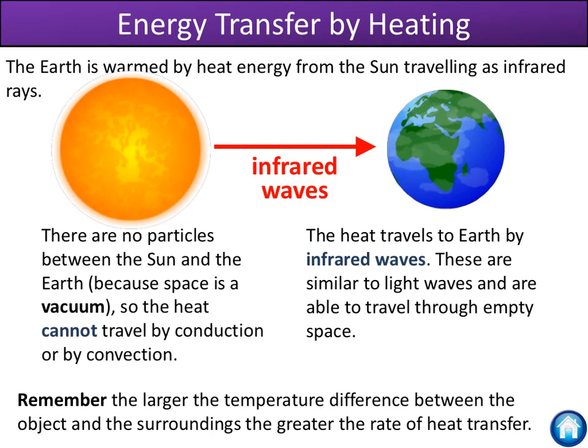The final method of heat transfer is heat transfer through radiation. The Earth is warmed from heat energy from the sun, which travels as infrared radiation or infrared waves. Because there are no particles between the sun and the Earth, because space is a vacuum, we can't have conduction and convection taking place, because conduction and convection rely on particles to transfer heat. So heat has to transfer between the sun and the Earth using infrared radiation, and infrared waves are part of the electromagnetic spectrum. They're just below visible light, and that's a method that transfers heat energy.